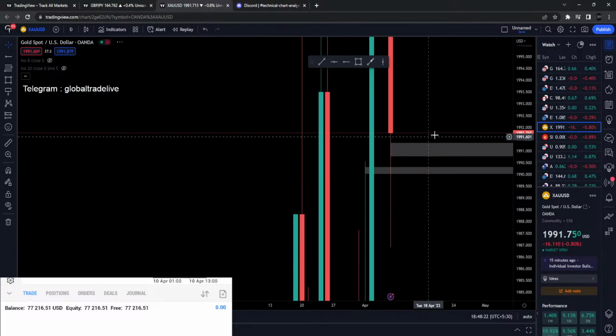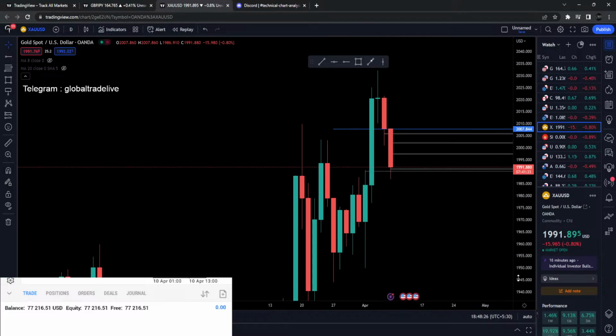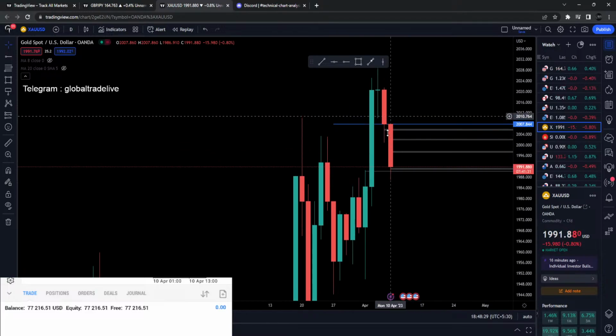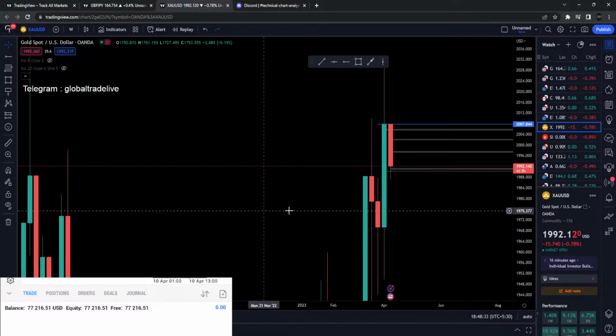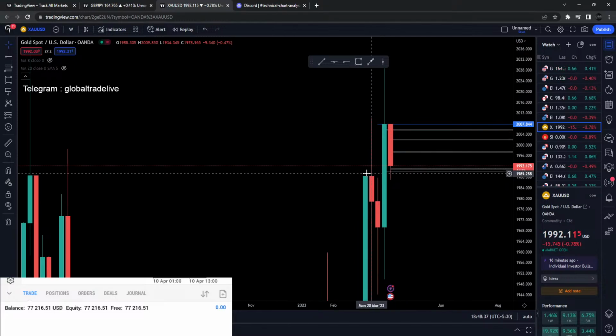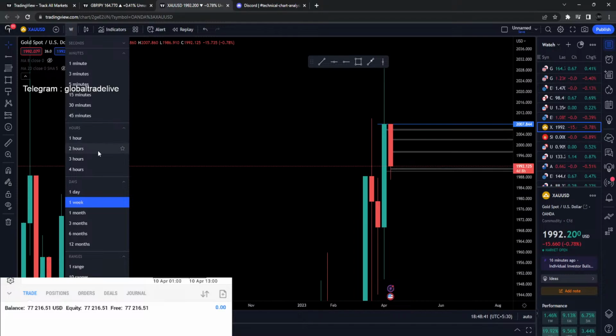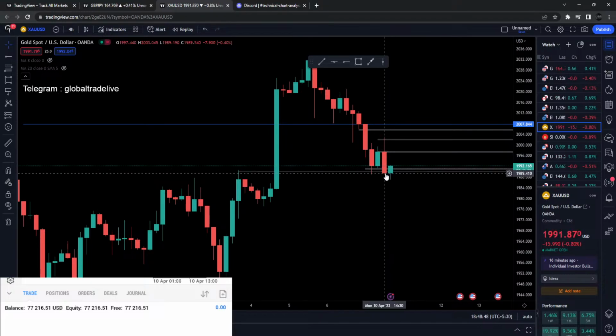Let's have a look at the daily. Okay, so daily looks like it's pushing down really hard, and weekly also. But the problem is it's a strong zone at this point. Okay, so the 4 hour closed with no wick.